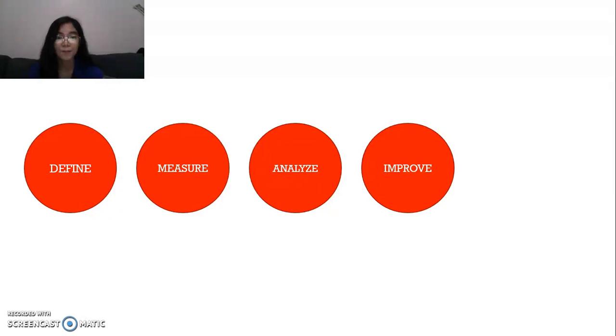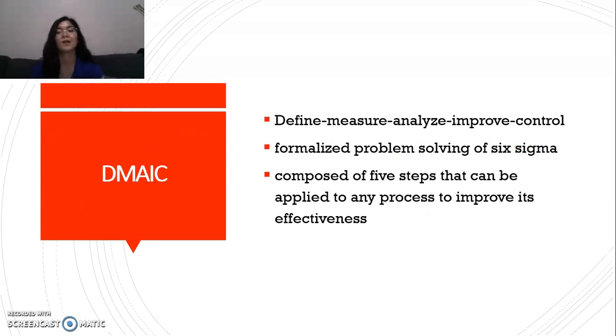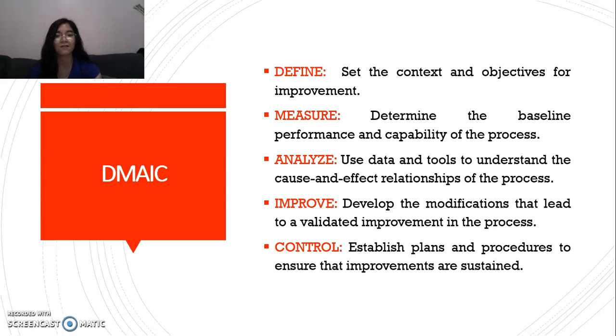So next, ano ba yung Six Sigma DMAIC steps? So ito yung define, measure, analyze, improve, and control. So it's a formalized problem solving of Six Sigma and composed of 5 steps that can be applied to any process to improve its effectiveness.